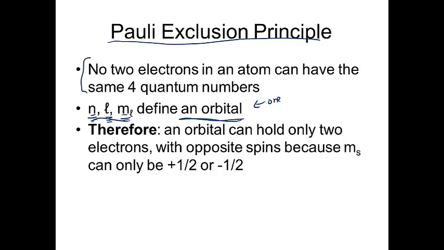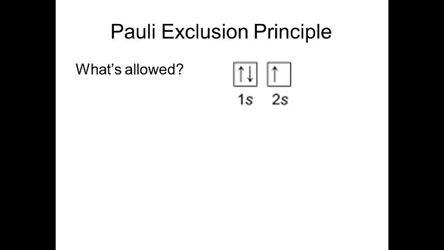And because the m sub s quantum number, the 4th quantum number, can either be plus a half or minus a half, that means that there are only 2 different ways an electron can be inside an orbital, which means that an orbital can hold only 2 electrons. So that's the most important thing. And they have to have opposite spin. So if we think about what's allowed, we could have a 1s orbital that has 2 electrons in it with opposite spin. That would be okay. We can have an orbital that has 1 electron with 1 spin. A box here represents an orbital.